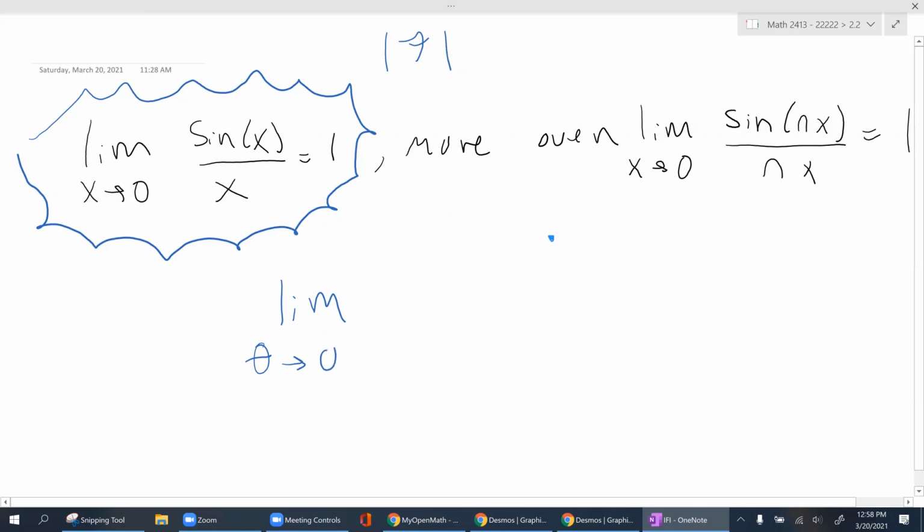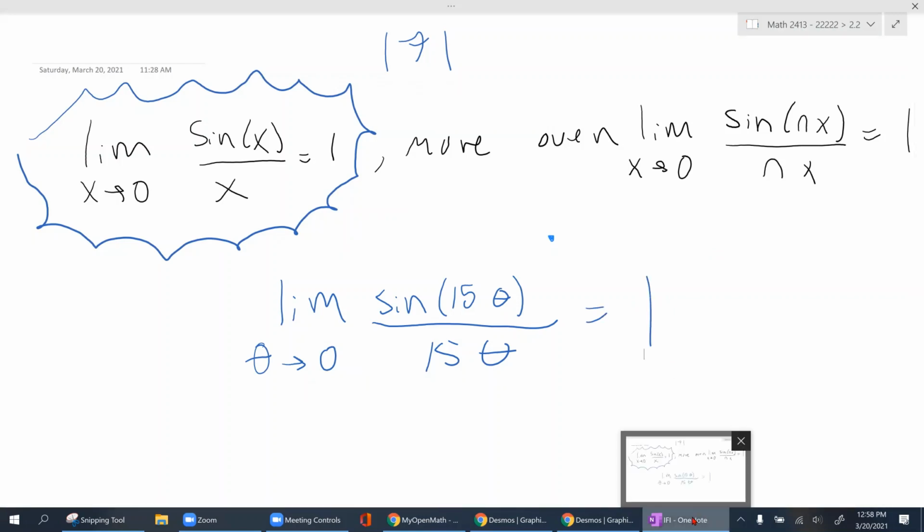As theta approaches 0, sine of, let's just say, 15 theta over 15 theta, it follows this formula here. Those two ends are the same. Therefore, you would just have to know that that equals 1. I'm not going to ask you to prove it or to graph it. You're not going to be asked to do that.